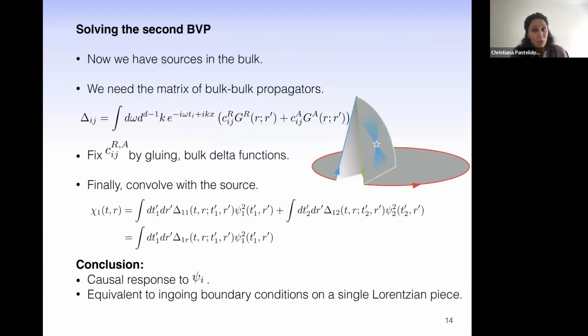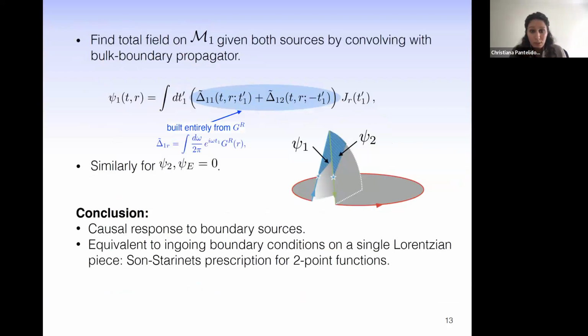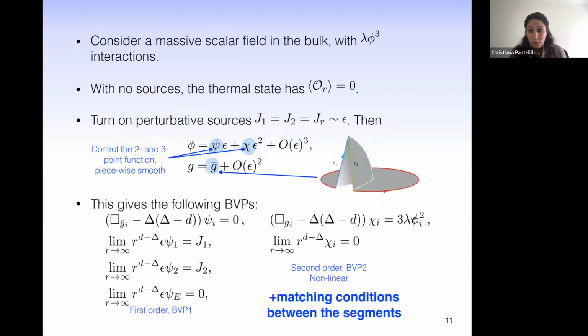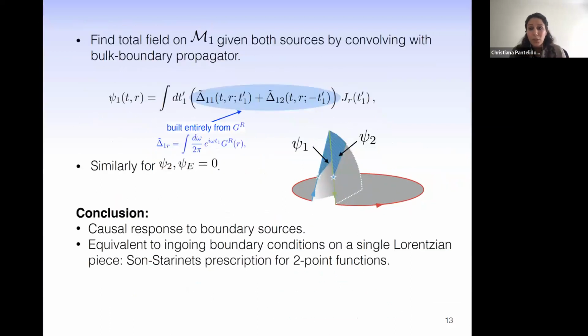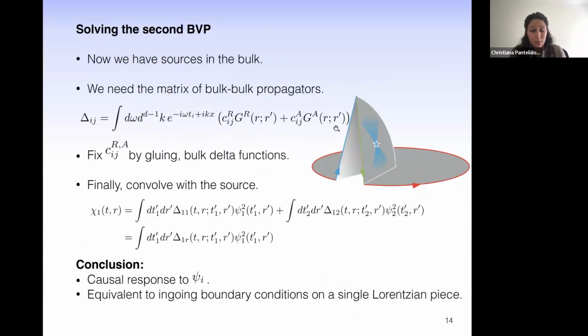Now let's move on to the second boundary value problem, which is actually what we want to do. This is what will give us the 3-point function. Now, the sources are not in the boundary, they're in the bulk. This is because, if you remember, the sources come from this right-hand side. So they come from psi, and psi is a field that lives in the bulk. So now we have bulk sources.